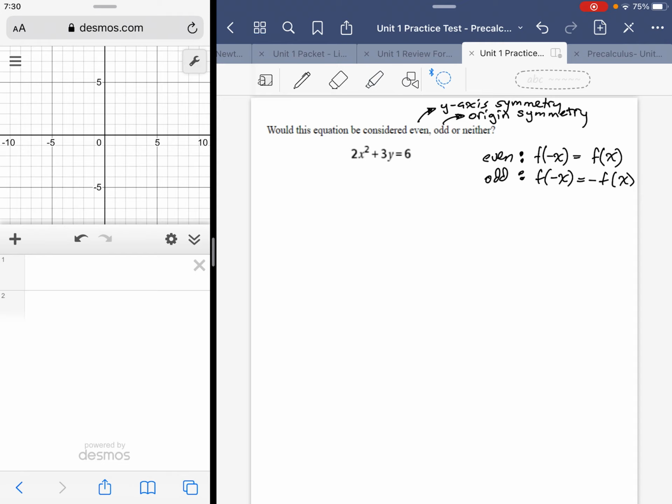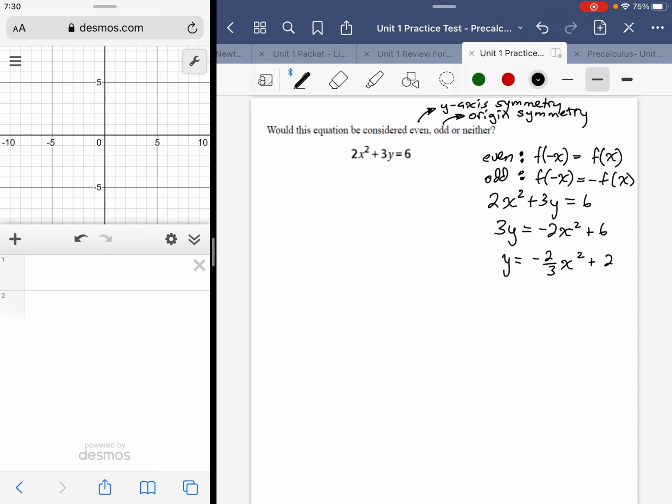If we're doing it using the analytic test, we would look at 2x squared plus 3y equals 6. I'd solve for y. I'd subtract the 2x squared from both sides, so 3y is equal to negative 2x squared plus 6. I would divide everything by 3. So we're looking at a parabola here. I'd write it as f of x.